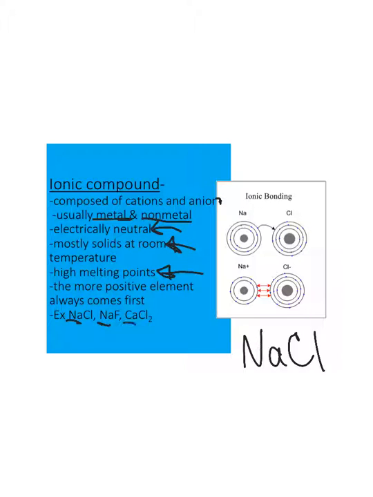And then our last example, calcium chloride. Again, calcium's the metal. Chlorine is the nonmetal. So, ionic compounds: solid at room temperature, high melting points, and metals always come first.